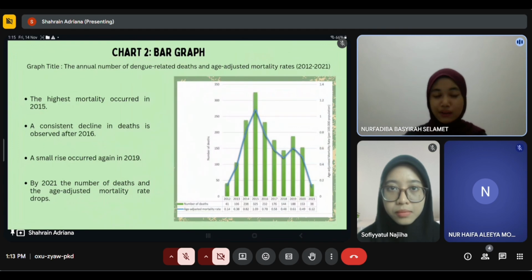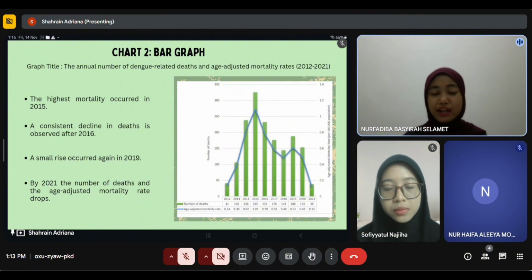Alright, now let's analyze the data. There are four main points that we can observe. Firstly, dengue deaths increased and reached the highest level in 2015 with 325 deaths and a mortality rate of 1.09 per 100,000 population. This marks the most severe case in the 10-year period.